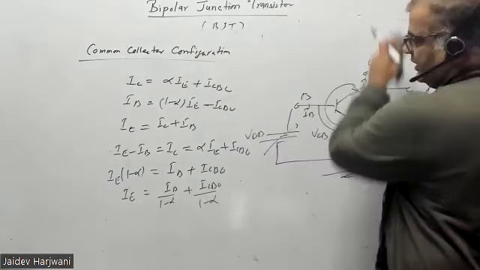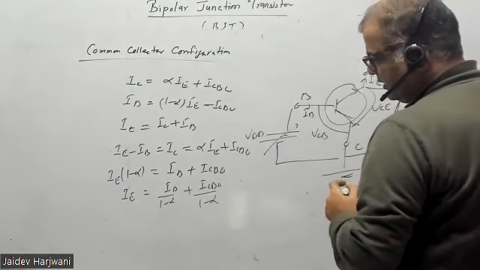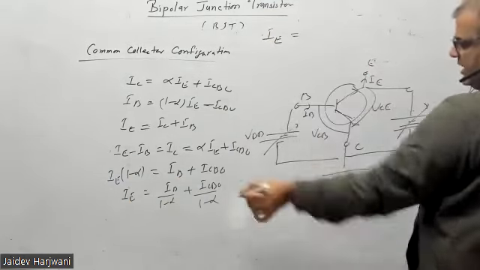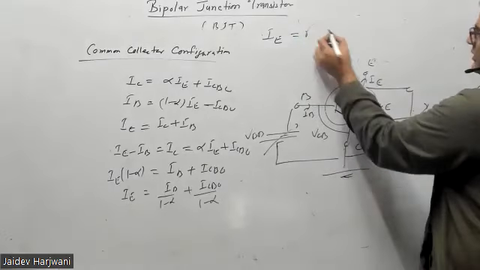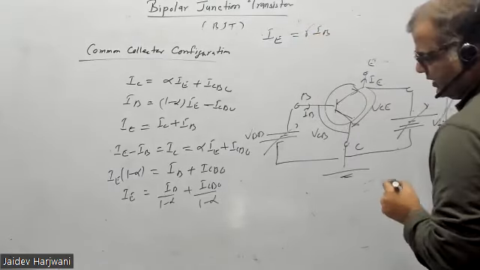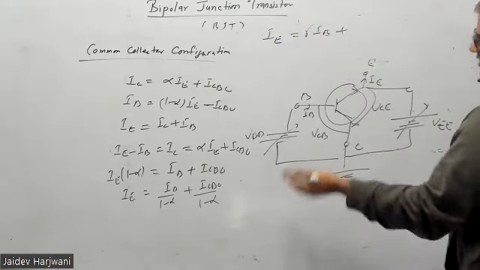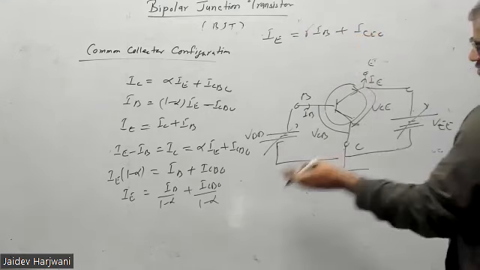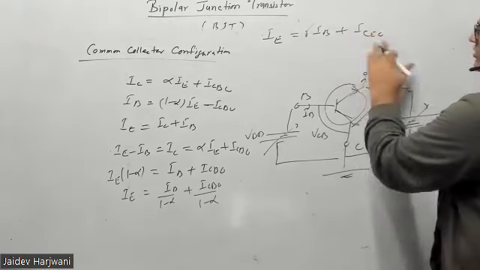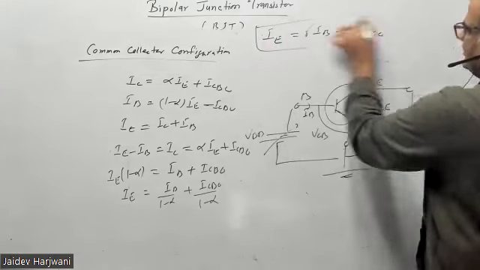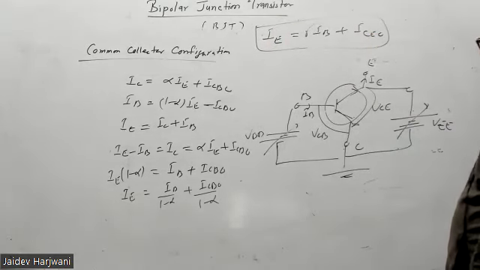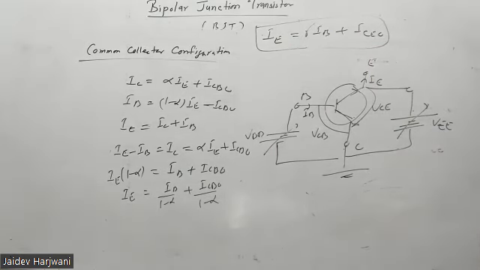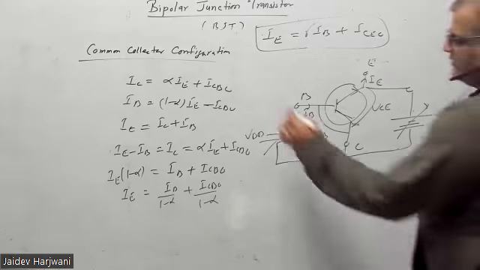and 1 by (1 minus alpha) is gamma, so IE equals gamma IB plus ICBO upon (1 minus alpha). You can say this is again ICO only. ICO was the same in common emitter configuration too. So here the current remains the same. In common emitter configuration the reverse current is the same, ICO.